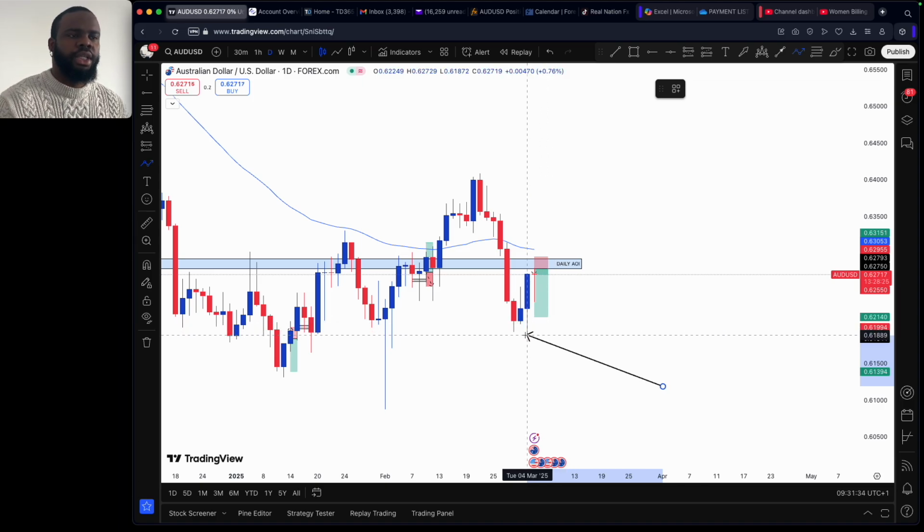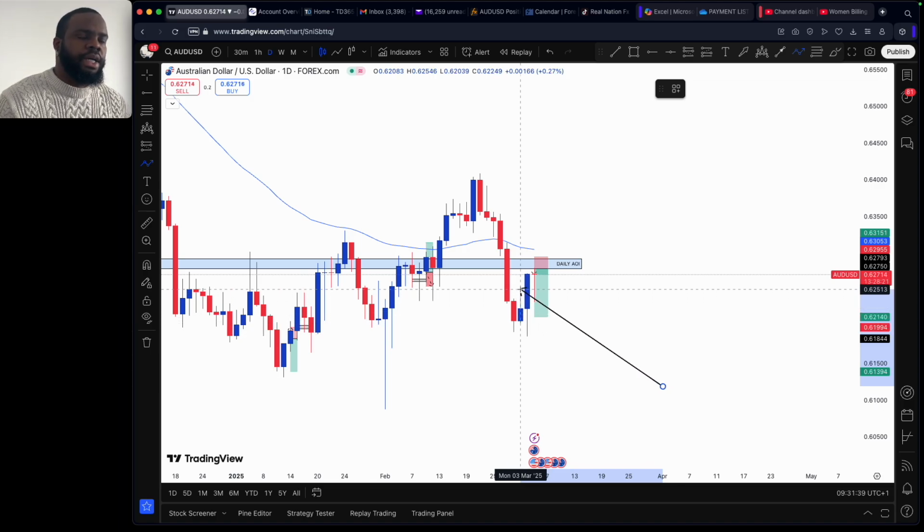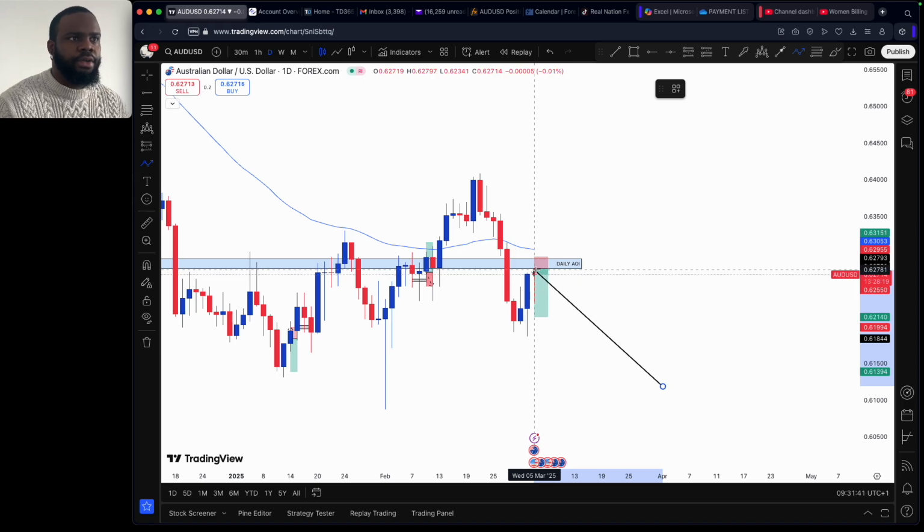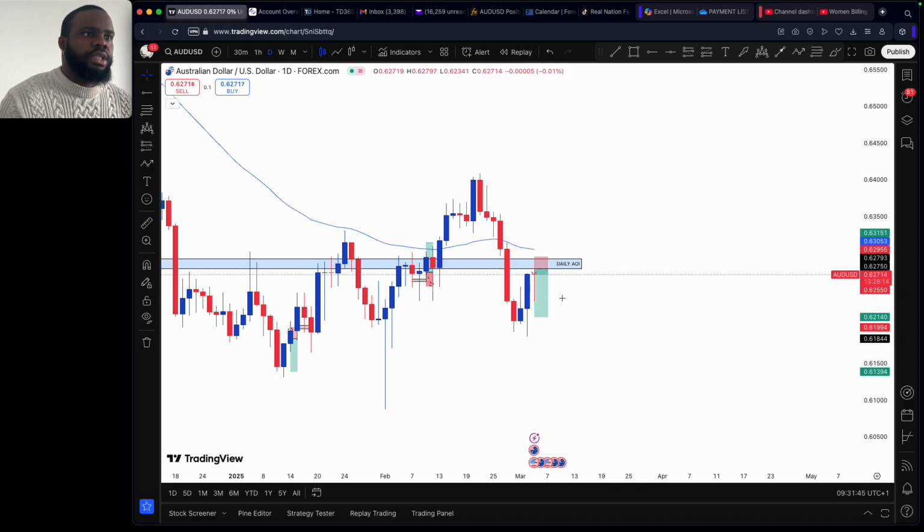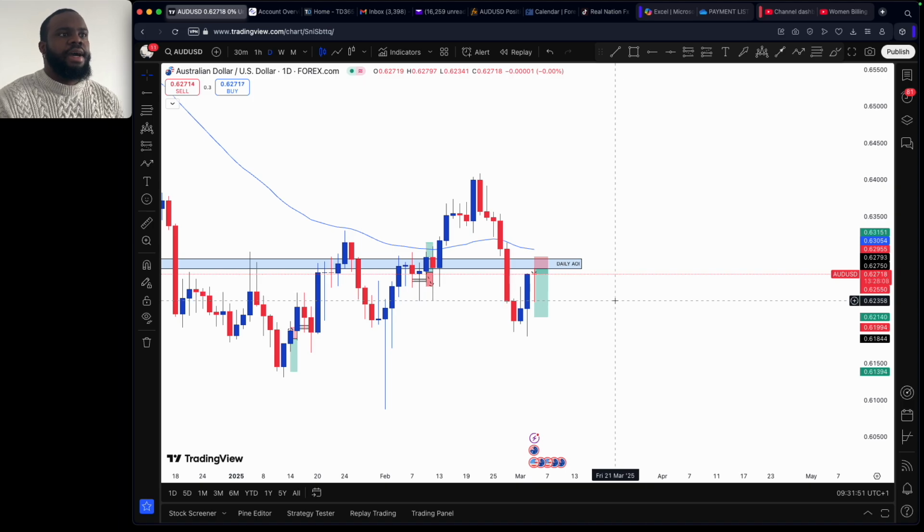So let's go. I was saying we'll have maybe Monday pullback, Tuesday pullback, then on Wednesday we'll have the drop. As you can see, we have perfectly seen the pullback to the T. Now we are at the area of interest. So we don't just want to sell like that.